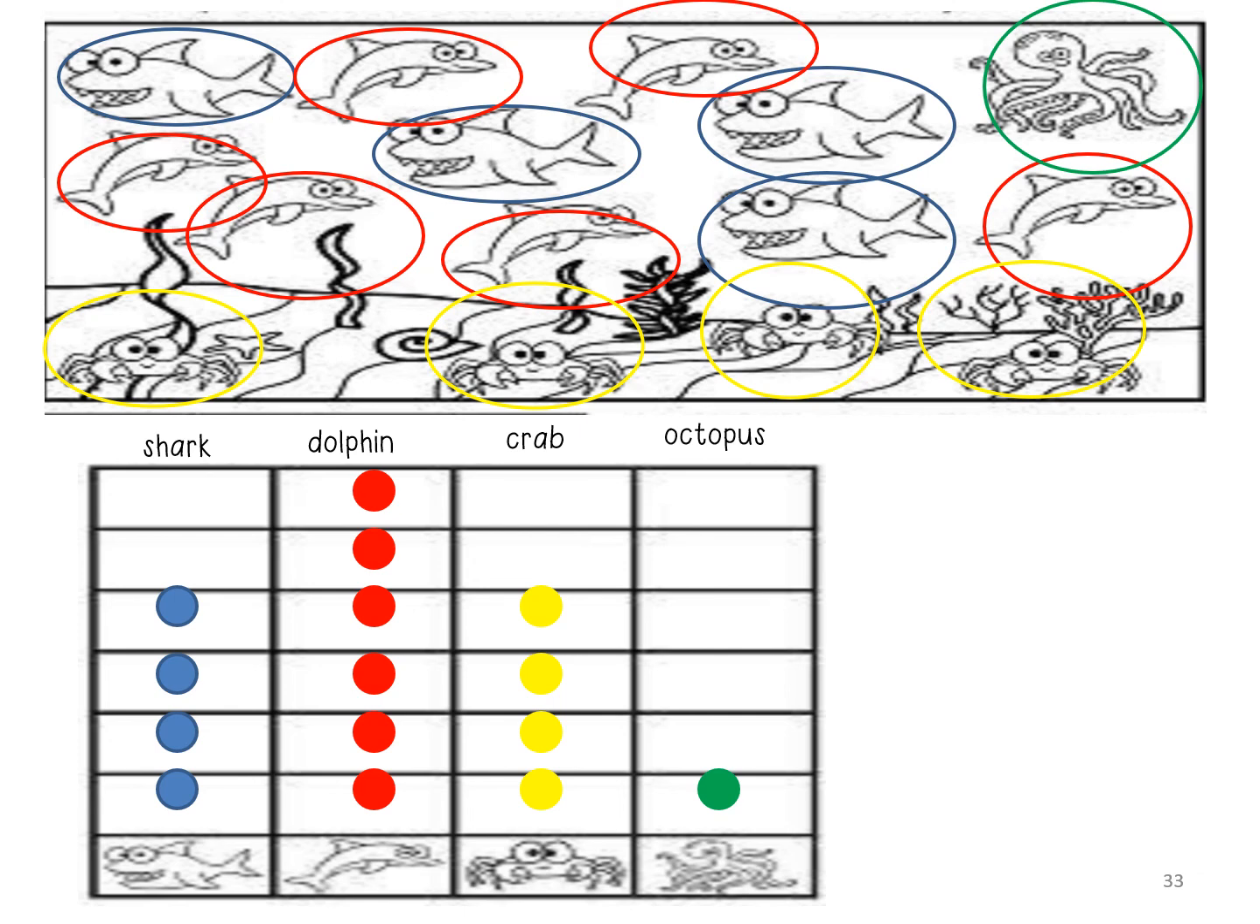Now let's see our crabs. We have 1, 2, 3, 4 crabs that I circled in the picture, which is in yellow. So as you can see in my table, there is 1, 2, 3, 4. Now let's see the octopus. We just have 1 octopus that I circled in green. And in my table, I just put 1 octopus.